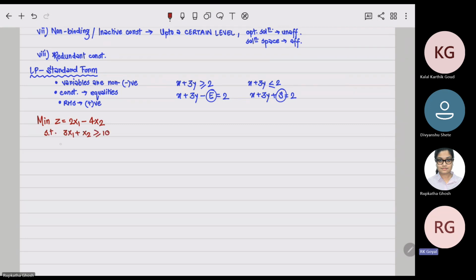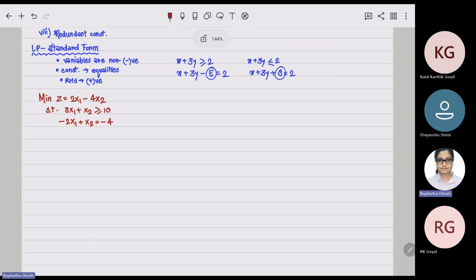So I have a query here. Can't I write this first inequality x plus 3y is greater than or equal to 2, as minus x minus 3y is less than or equal to minus 2?